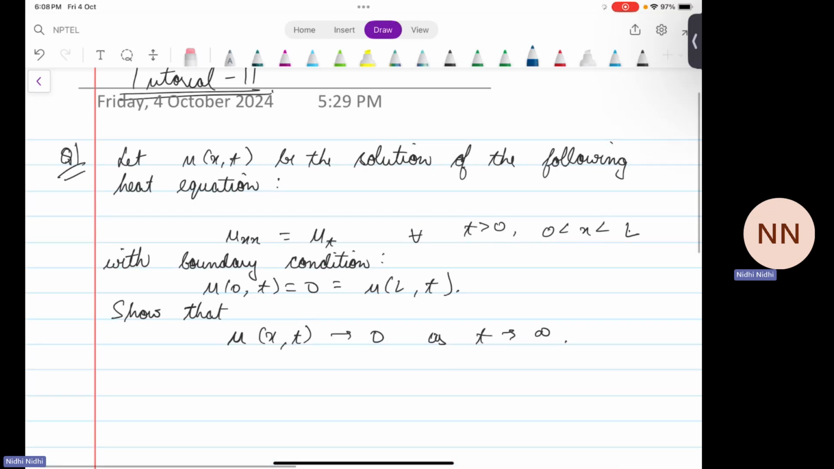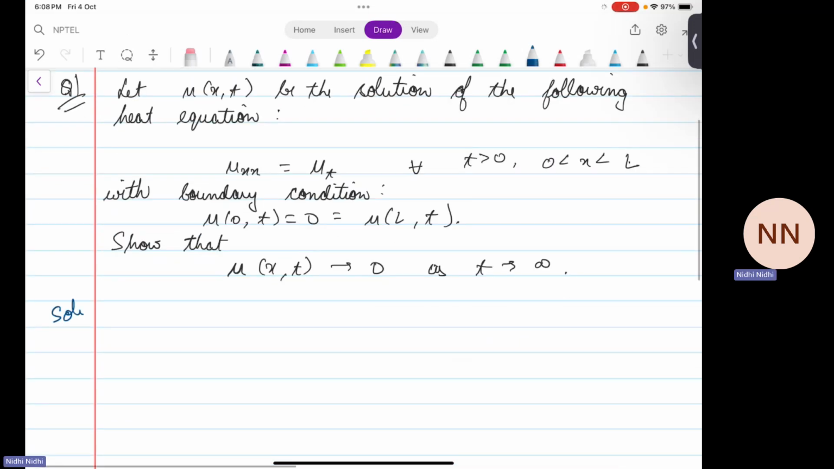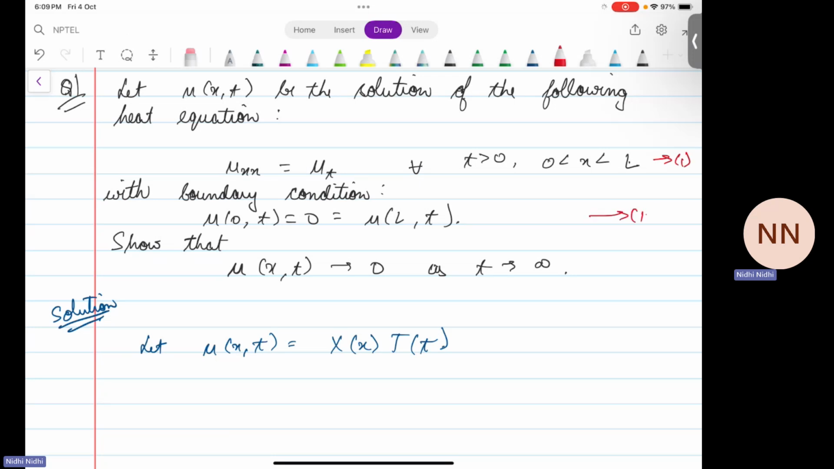So let's see the solution. We'll be solving it using the separation of variables method. That means we'll assume u(x,t) to be equal to some function X times some function T, where X depends completely on variable x and T depends completely on variable t. So let u(x,t) equal X(x)T(t). Let's mark this as 1, this as 2.